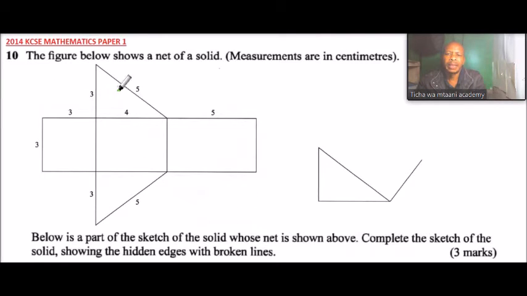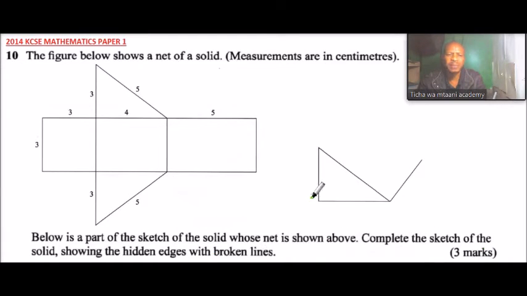Question number 10. The figure below shows a net of a solid, measurements in centimeter. So we have the net here. Below is part of the sketch. So that diagram I've changed here, so it is not below but this one, because of convenience of space. So it's part of the solid whose net is shown above. Complete the sketch of the solid showing the hidden edges with dotted lines.